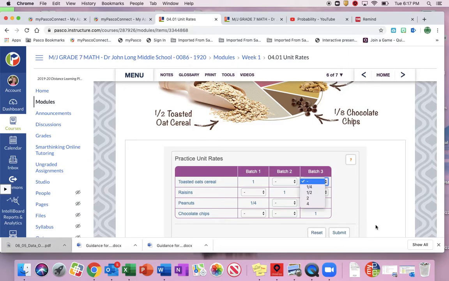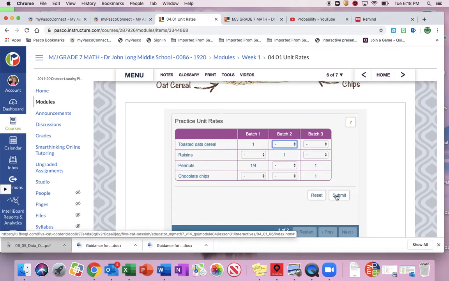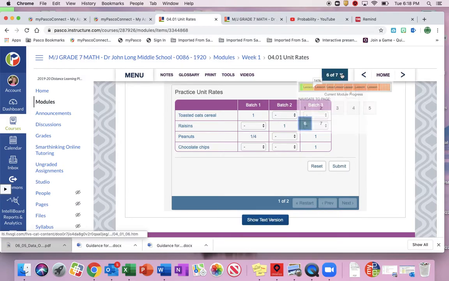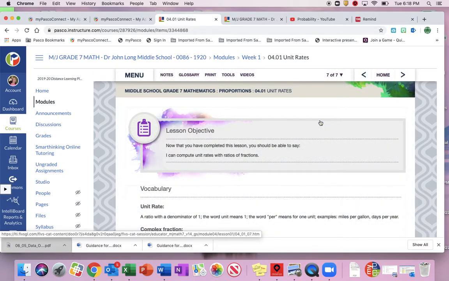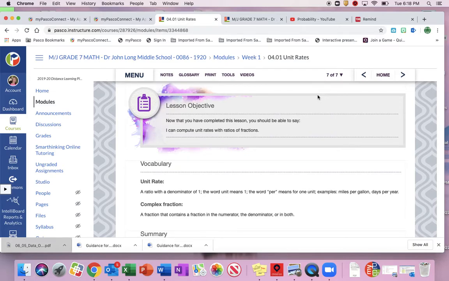If I could scroll on out of here. If you think you've made a mistake, you can reset, and then when you're done, you can submit. This is 1 of 2, so you would continue on, and then of course there is also a text version for you. That basically is the last assignment or activity with the unit rate lesson. And the last page is typically a review or summary of what you should have learned to see if you are ready for the quiz.